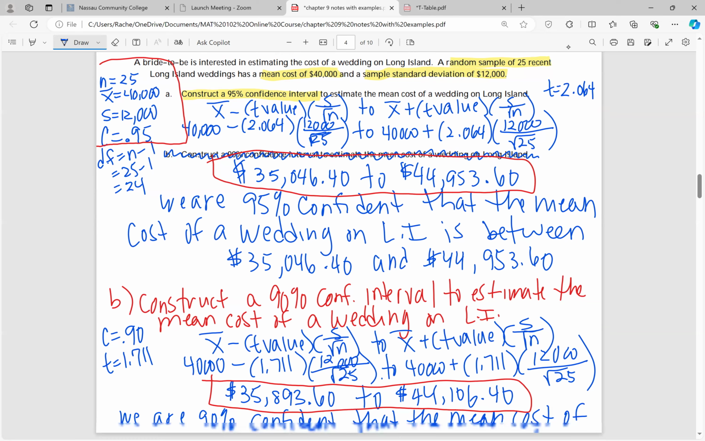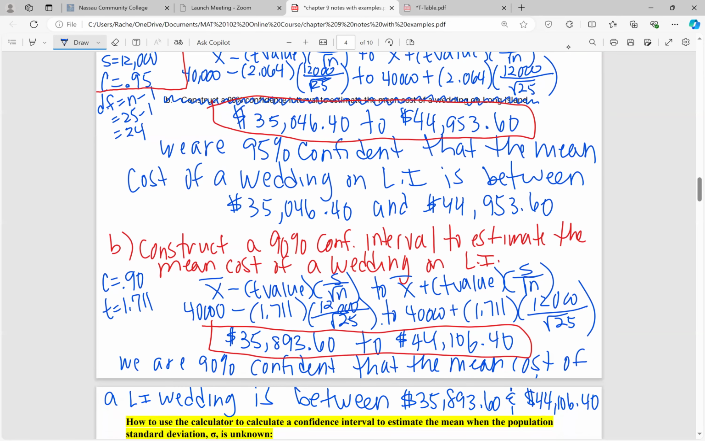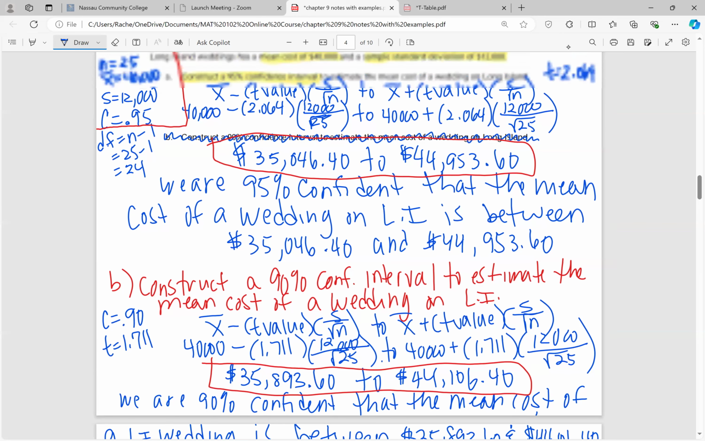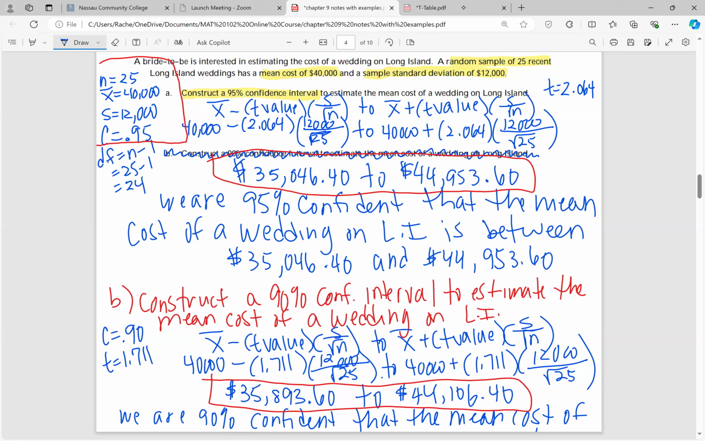So look what happens now when we constructed a 90% confidence interval. So now the interval is going from 35,893 to 44,106. So you see it got narrower because we're less confident. So the interval is going to be narrower. The more confident we are, the higher the percent confidence level we use, the wider the interval is going to become, because then it's more likely that the true estimate for the parameter is going to be within that interval. So I just wanted you to see that with this example, and I'll write that down.